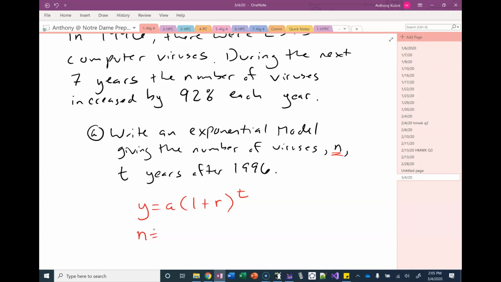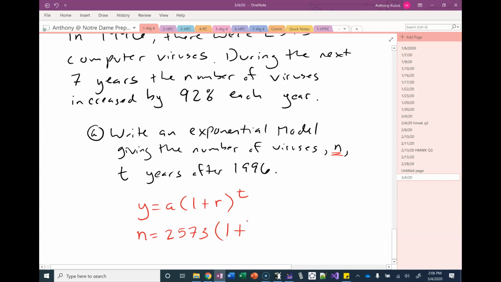What does the A represent? The beginning value. What's the beginning value in this case? Great. The initial amount of computer viruses we have, which was 2,573.